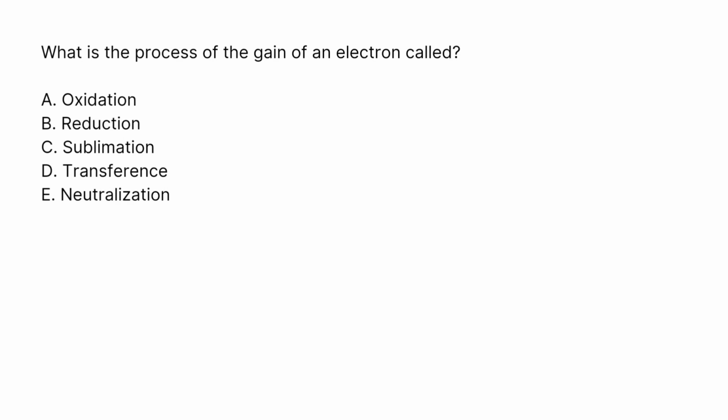Next question. What is the process of the gain of an electron called? Letter A, oxidation. Letter B, reduction. Letter C, sublimation. Letter D, transference. Or letter E, neutralization. The answer is letter B, reduction.